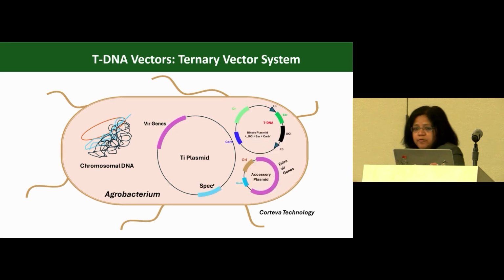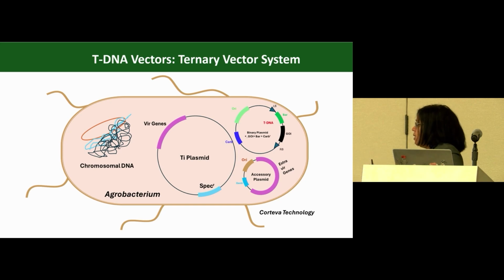This is the example of a ternary vector system, where you have a Ti plasmid, and there is a binary plasmid separately, which is bringing the trait in. Then there is an accessory plasmid, which contains a lot of virulence genes, so that it can have an enhanced efficiency. This is the technology that came from Corteva. So this is the example of that.